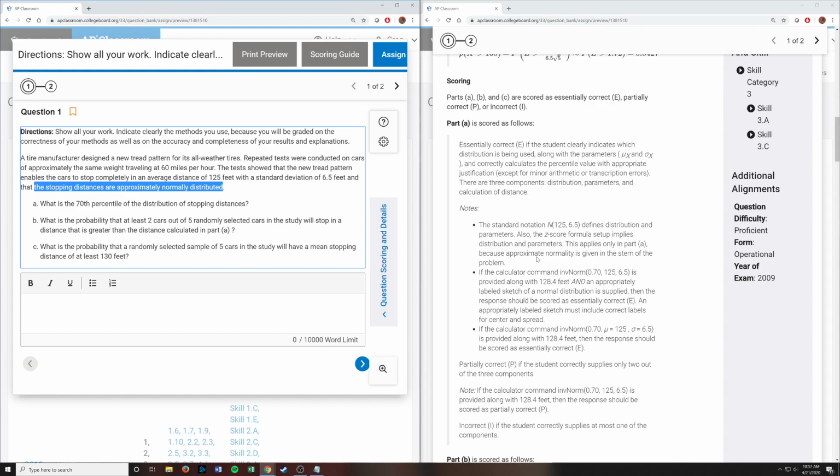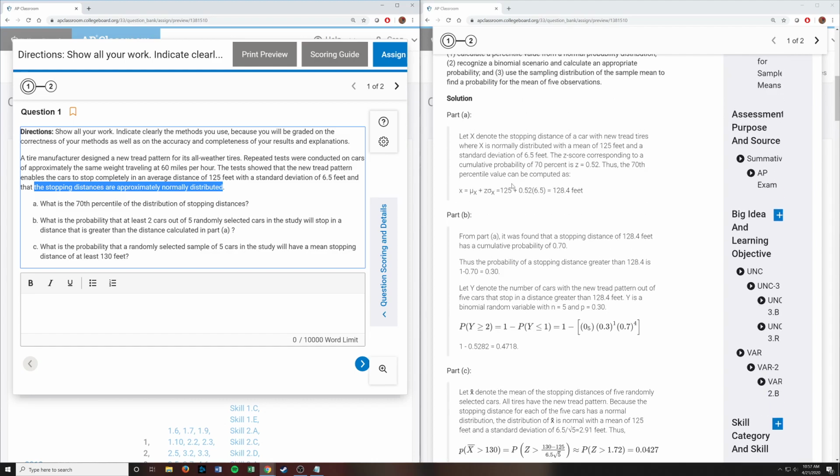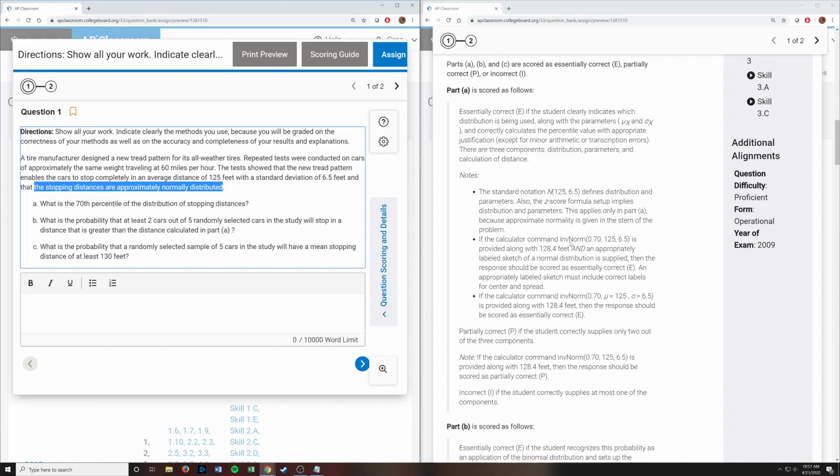Okay, so hopefully one of the goals of these videos is to show you what you need to put and what you don't need to put. So for part A, if you calculate the z-score like they did up here, that's fine. But if you're going to use inverse norm, you know exactly what you need to put in and what you can leave out.